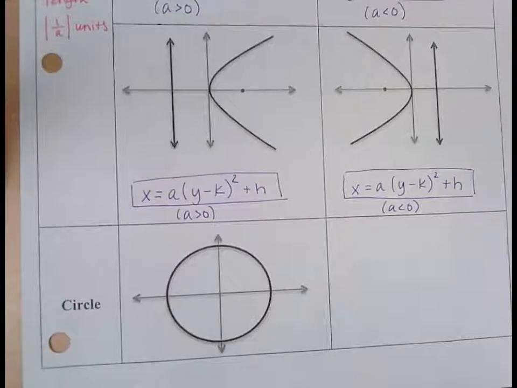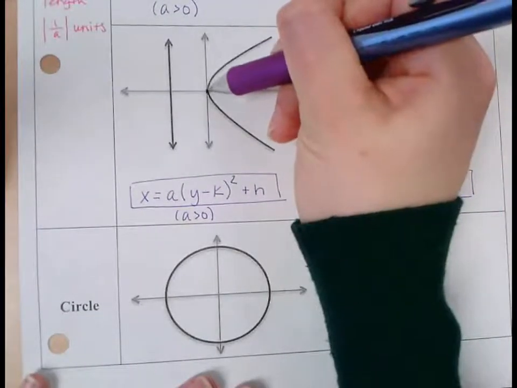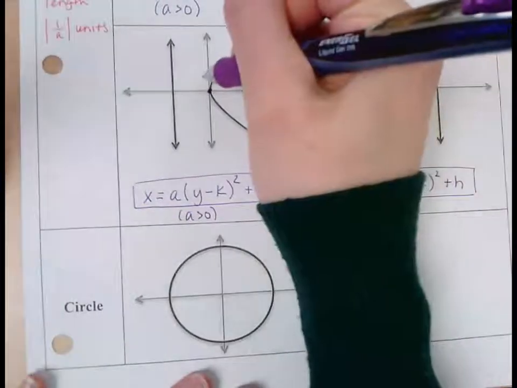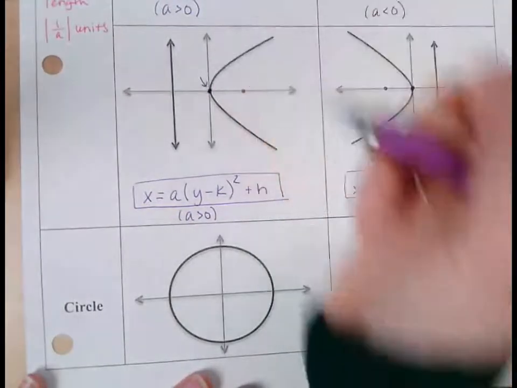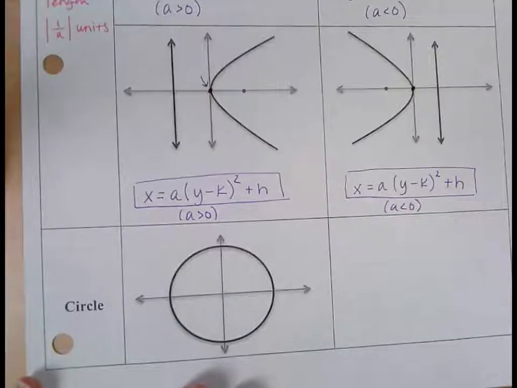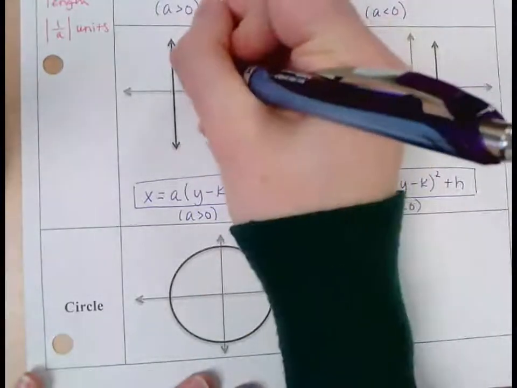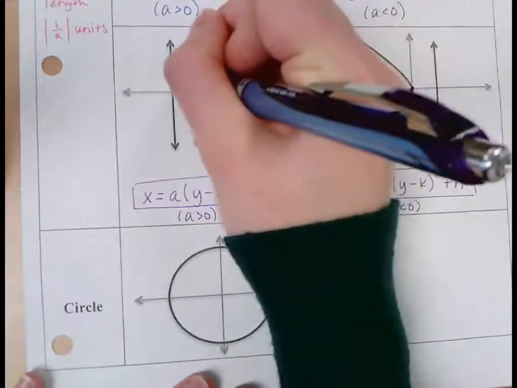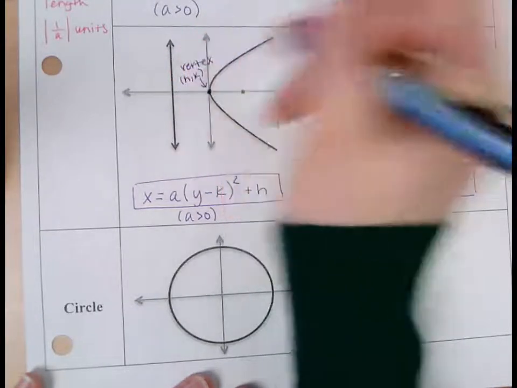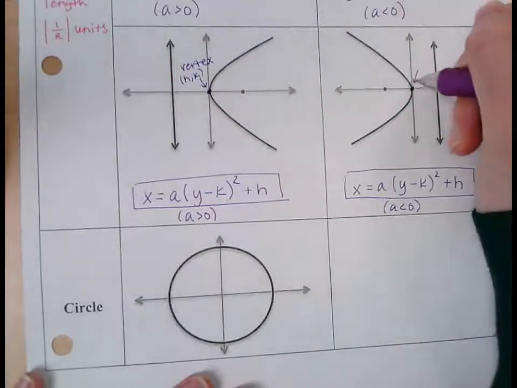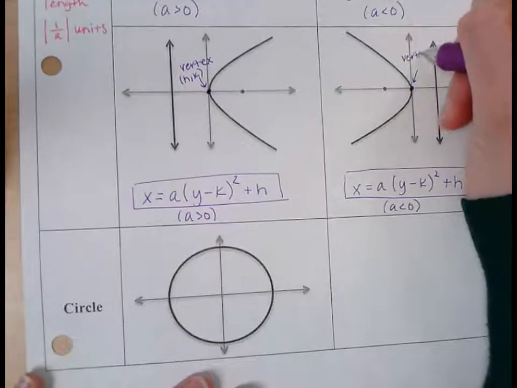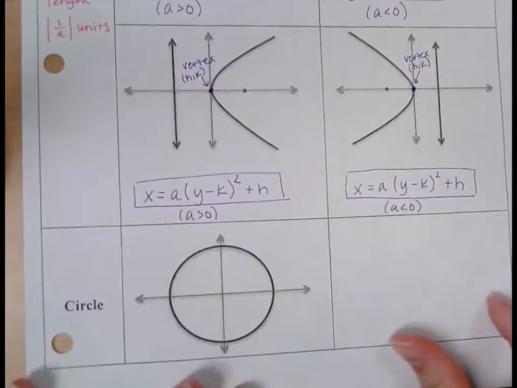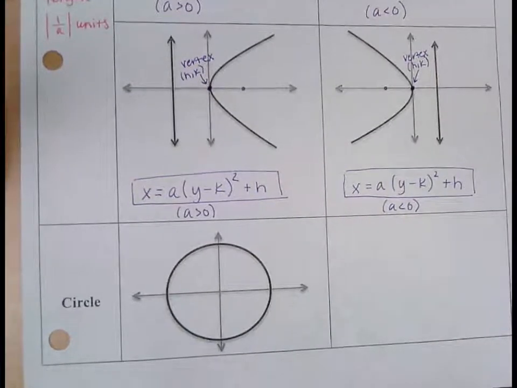Okay, and we're going to start with the vertex again. If you just want to label where that would be. The vertex is still the ordered pair (h, k). So no matter which direction your parabola opens, the vertex will always be the ordered pair (h, k).